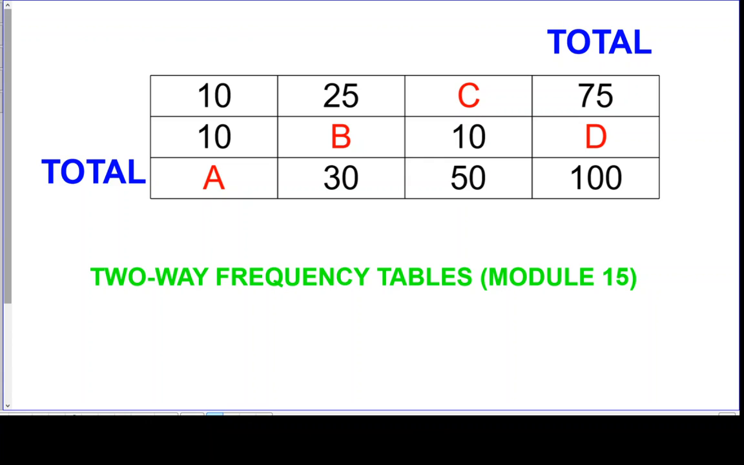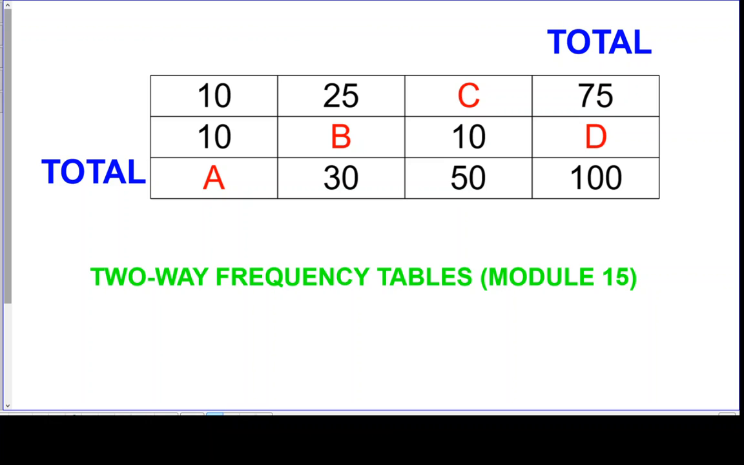What you are going to be doing today is an introduction to Module 15, which is titled Two-Way Frequency Tables. So this is an example of what we're going to be working with over the next few days. In your assignment today, you are supposed to find the missing values of the numbers in the table.